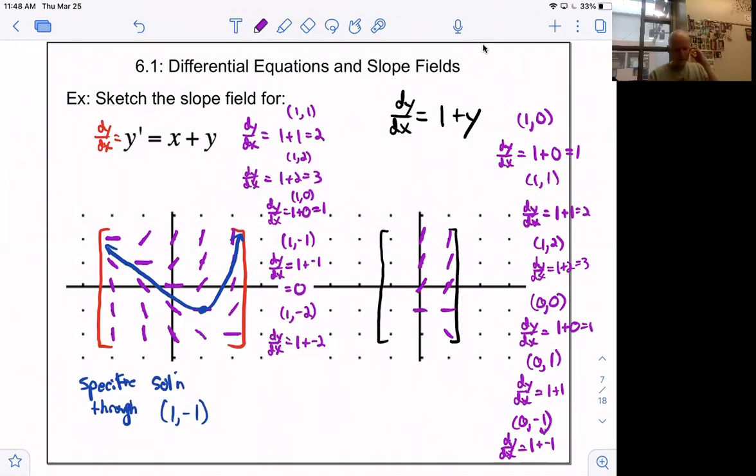Okay, so it's looking like I'm seeing a bit of a pattern here. The slopes look like they are the same across the y-coordinates, which should make sense because this differential equation only depends on y. So I can effectively draw in the rest of it from there if I don't want to plug anything else in. I know that at all the points where my y-coordinate is negative 1, I'm going to have a slope of 0. And at all the points where my y-coordinate is negative 2, I'm going to have a slope of negative 1. Likewise for 0, and a y-coordinate of 1, and a y-coordinate of 2.